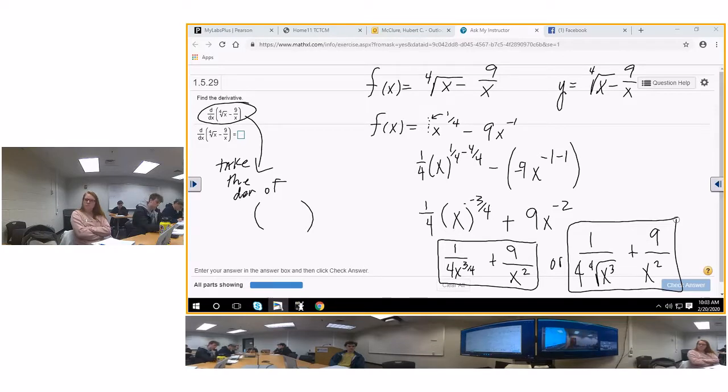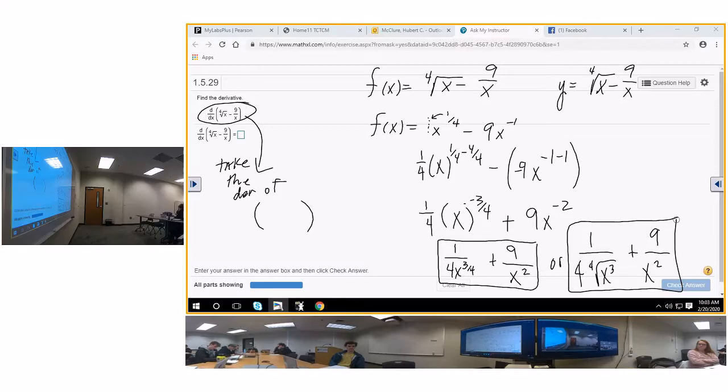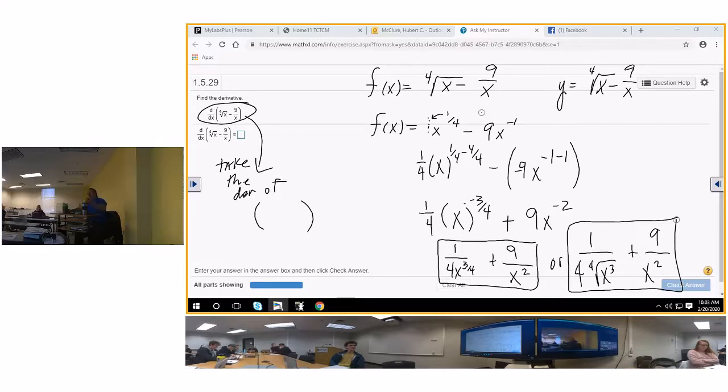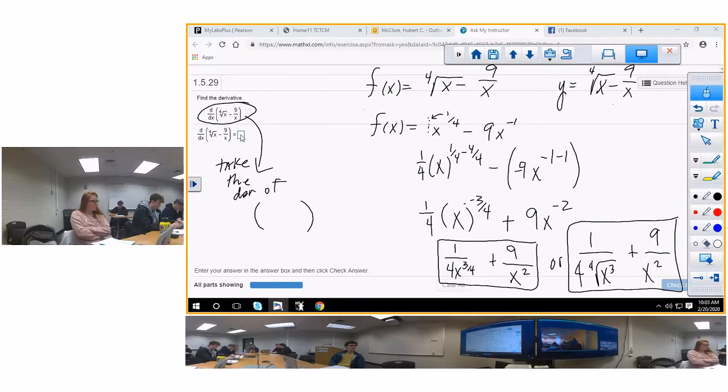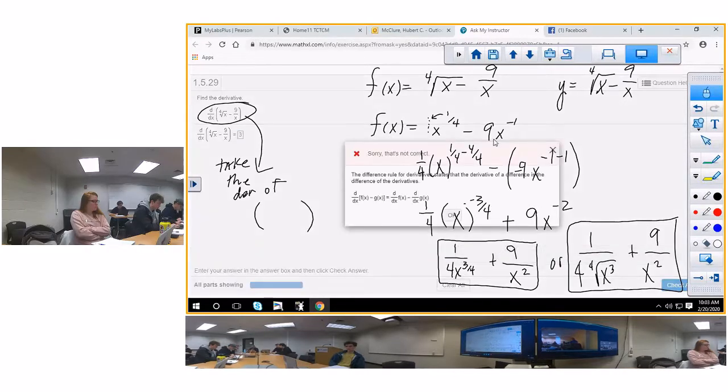Now that is a very good test question, and I would ask that one on a test. Why? Because you have to rewrite it, you have to use your order, you have to use your rules of exponents, and you have to use your rational exponents. I'm going to put a 3 here, so I want to see what they want to write it as.